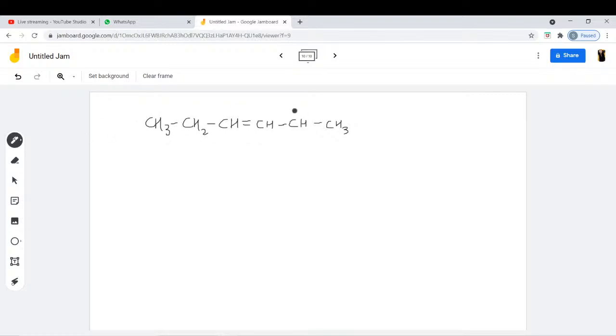Here the substitution is attached, chlorine. So where should the numbering start? 1 2 3, and here 1 2 3, both sides same, but the chlorine comes first from the right hand side. That's why we are of course selecting the long carbon chain, but the numbering should start from this side.